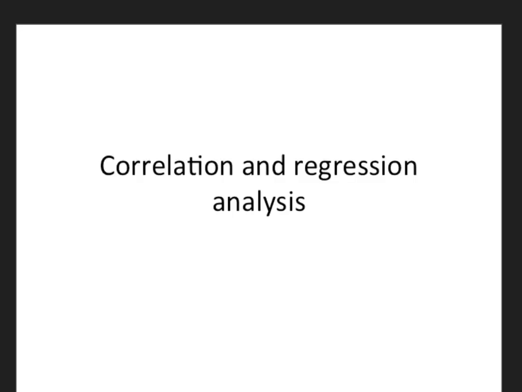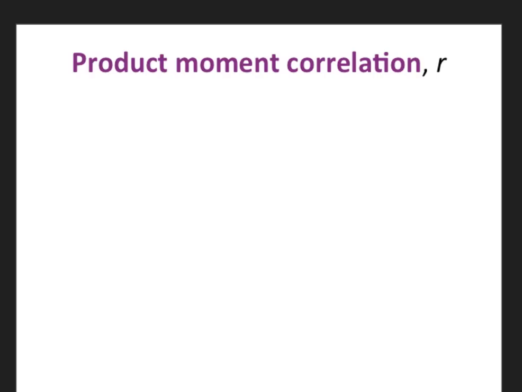Correlation and regression analysis. The product moment correlation, or R, summarizes the strength of association between two metric variables. That means two variables that are scaled on an interval or ratio scale.